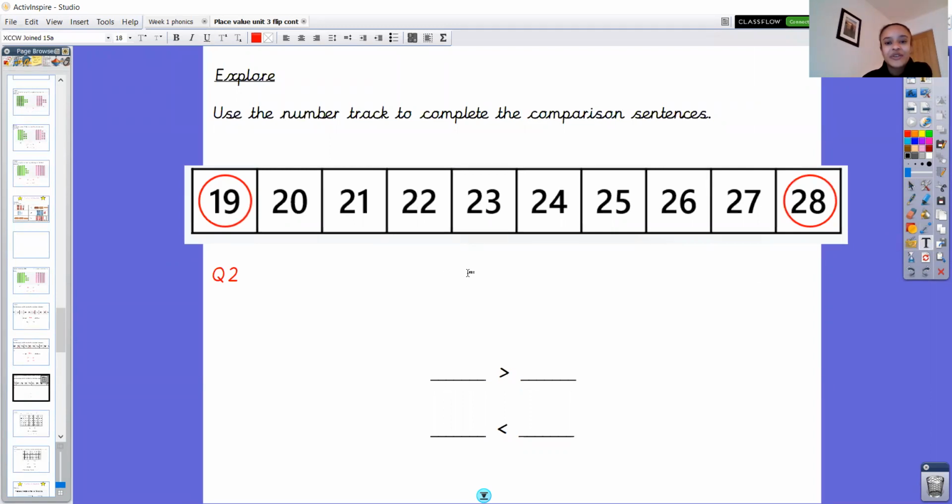Good job, Year 1. So I've got the circled numbers are 19 and 28. Something is more than something. So what number is the biggest one? 28. So 28 is more than 19. Well done. And then I want to have something is less than something. So I swap them around. Good job. And I've got 19 is less than 28. Fantastic.